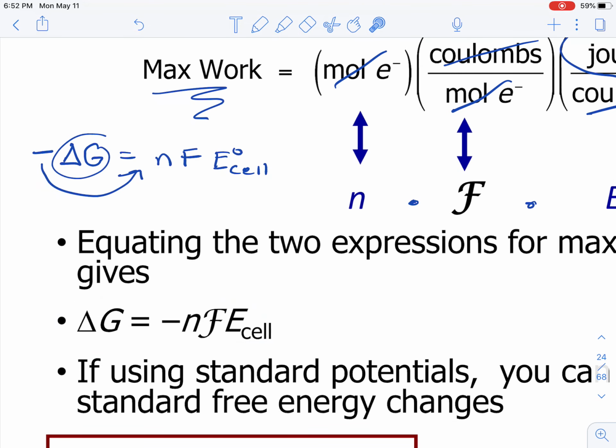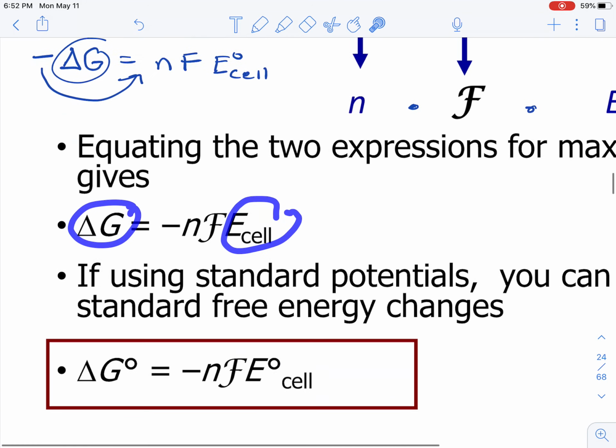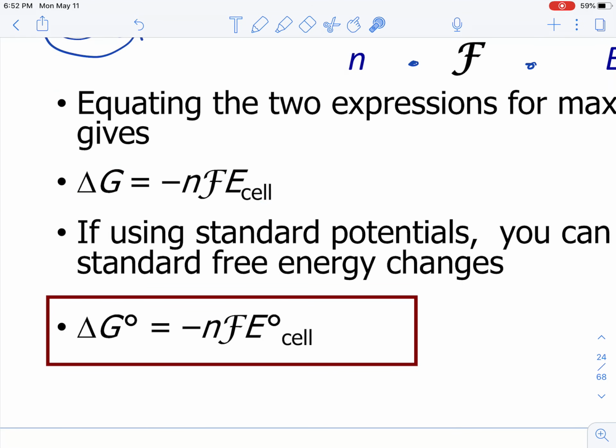And so if you wanted to express delta G and E cell under standard conditions, or if it was expressed in standard conditions, then you will just have to add the knots in the top right corner of delta G and E cell.